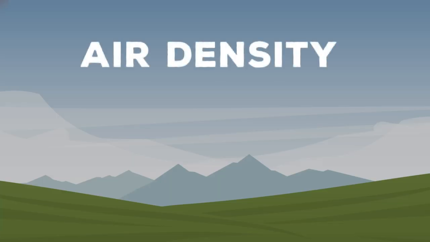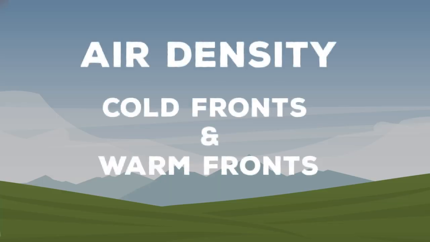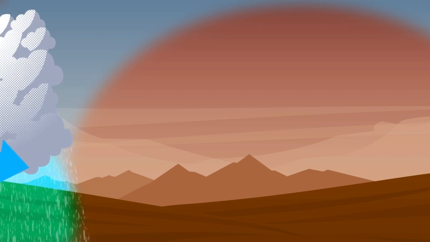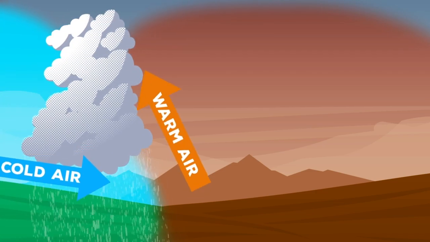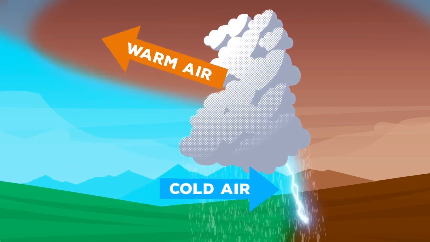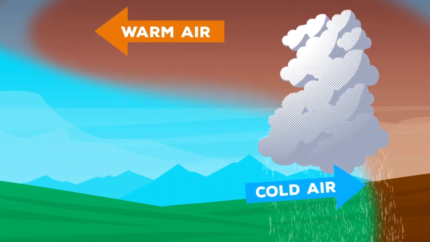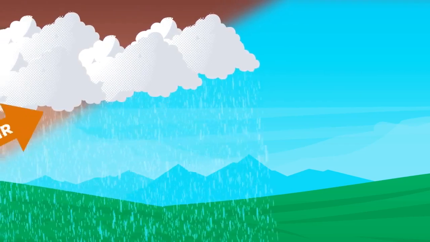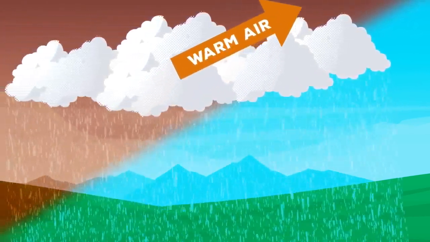Air density can also demonstrate how cold and warm fronts work. Because cold air is more dense, when a cold front moves in, it will undercut the warm air and force it to rise over the frontal boundary. This can often create strong convection and thunderstorms. In a warm front, the approaching warm air will gradually rise over the cold air, creating widespread clouds and rain.